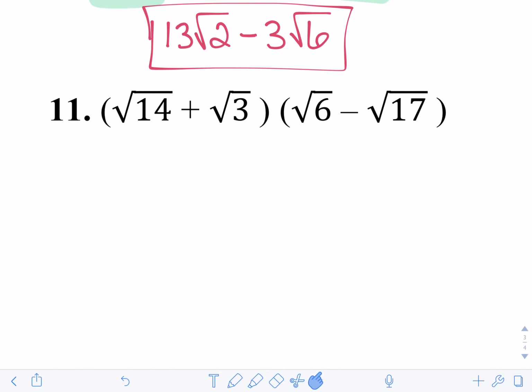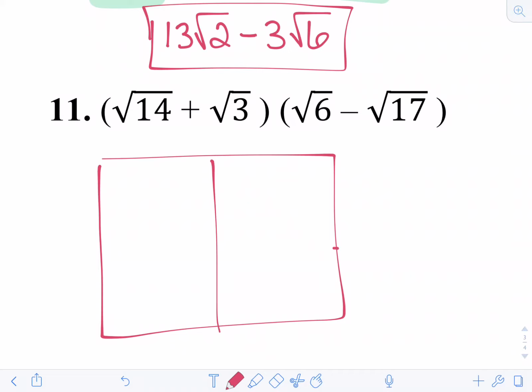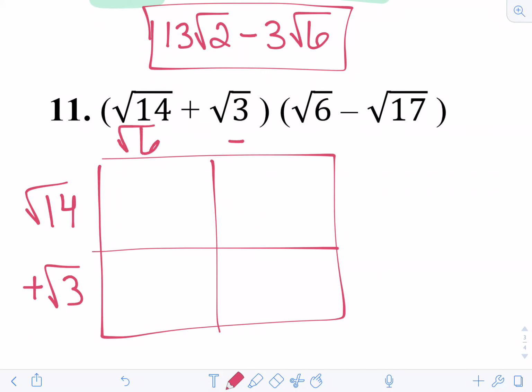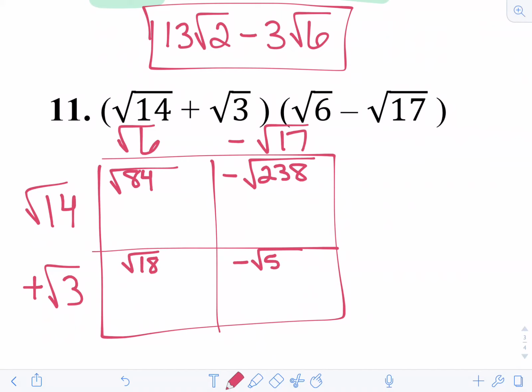Alright, number 11, we are multiplying, so I'm just going to go ahead and do a box method. Easiest way to organize this. So I have the square root of 14 plus the square root of 3, times the square root of 6 minus the square root of 17. So we're going to multiply the inside. So 14 times 6 gives me 84. 14 times 17 gives me, so this is minus 238. 3 and 6 will give me 18, and 3 times 17 will give me 51. So that'll be a minus square root of 51.